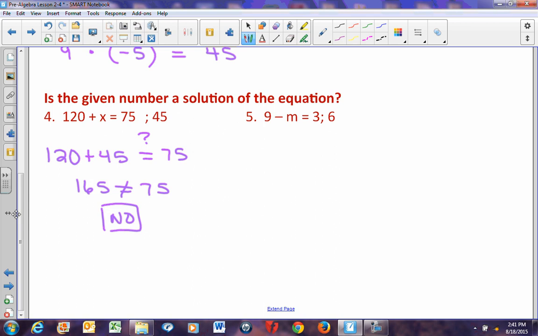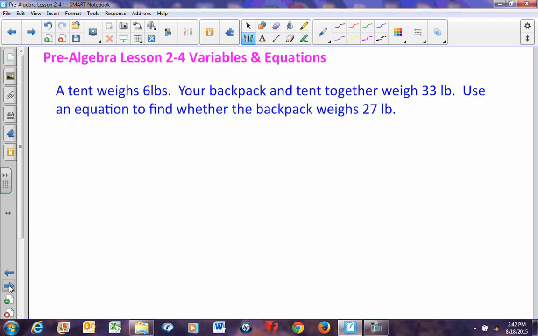Show me your work so that I know what you're doing. Remember that. Let's take a look at the second one. Number 5 here, 9 minus m equals 3 for m equaling 6. So 9 minus 6, does that equal 3? 9 minus 6 is 3, 3 equals 3. So yes, that's a solution to the equation. All you do is plug your number in, work out the math, and if it makes a true statement, then it's a solution. If it does not, it's not a solution. Simple as that.